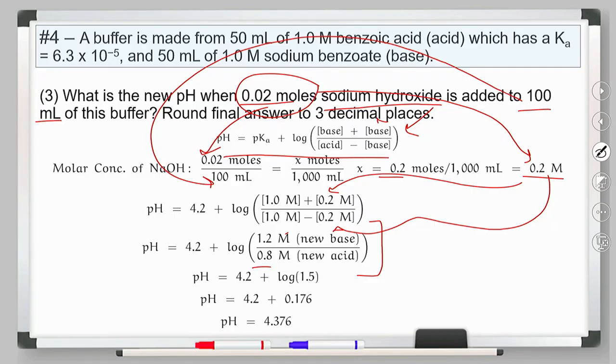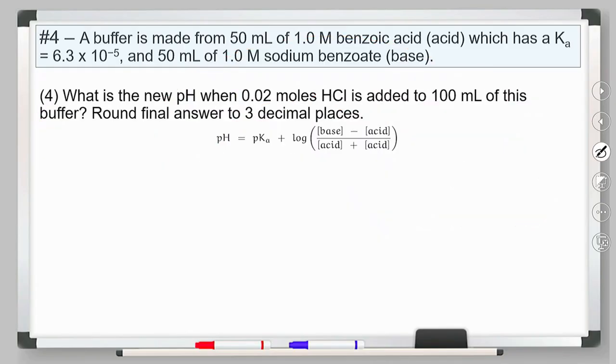Now, it's not equal to 0. So what is 1.2 divided by 0.8? That's 1.5. So now you just have to take the log base 10 of 1.5, which gives us 0.176. So it's not 0 anymore. That gets added to the pKa, so we get a total pH of 4.376. Does it make sense that if we add sodium hydroxide, even though it's a buffer solution, the pH goes up at least slightly, gets higher? Yes.